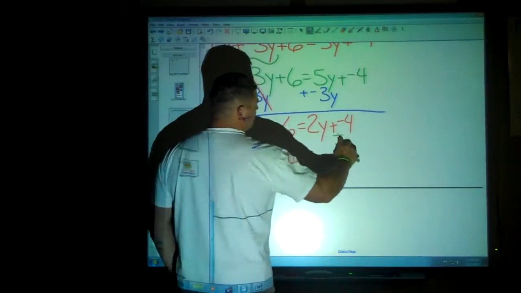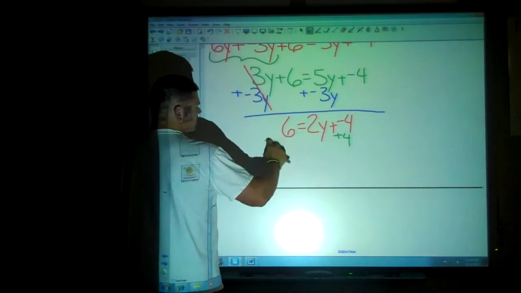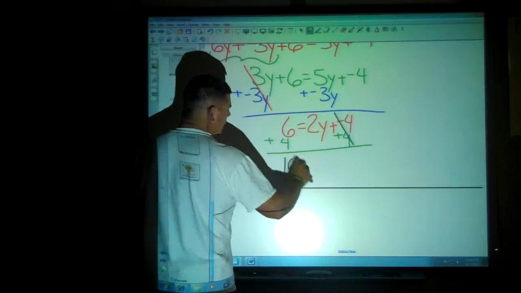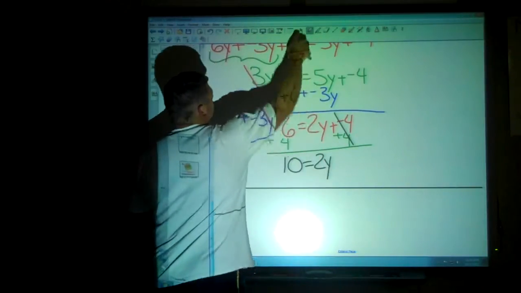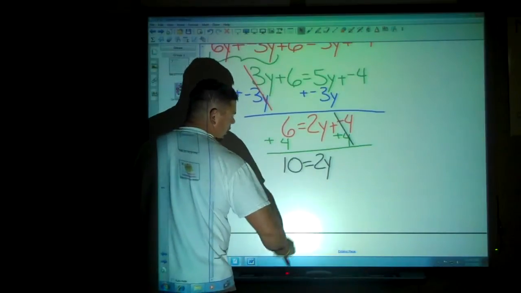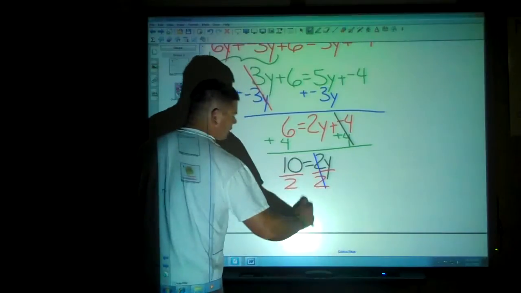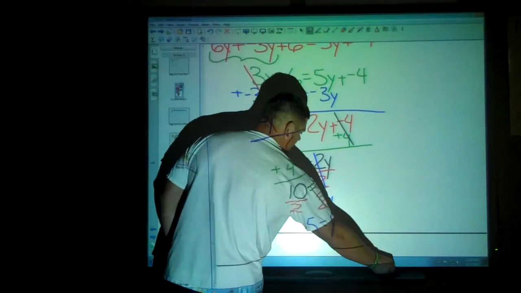Now I'm going to add 4 since I brought the y's to the right. The stuff without y's needs to go left. Those cancel. 10 equals 2y. I'm left with one more step and I've got it solved. Divide by 2, divide by 2, and 5 equals y.